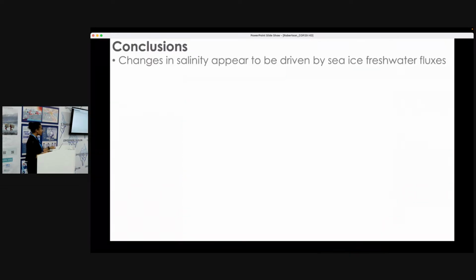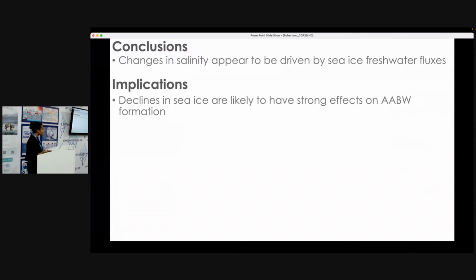So some of our conclusions are that these changes in salinity appear to be driven by sea ice freshwater fluxes. And the implications of this are that declines in sea ice are likely to have strong effects on Antarctic bottom water formation and volume.